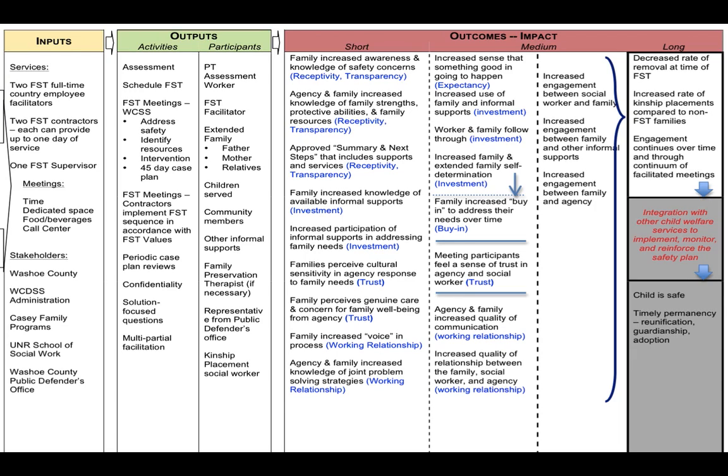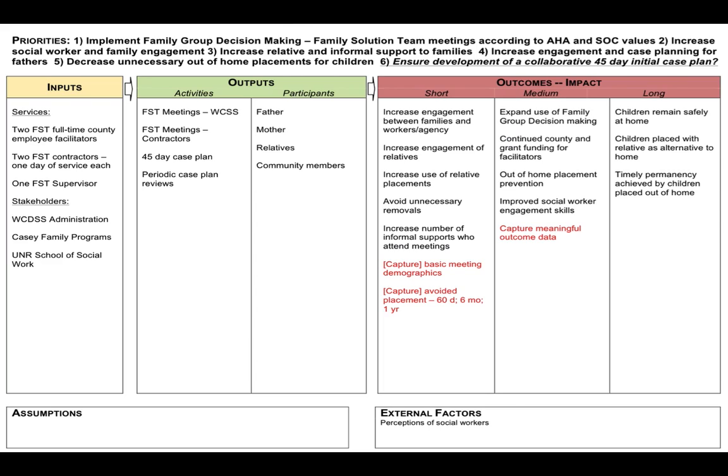The two columns with the green box is the outputs. In this case, it's organized by activities and participants. And so these are all of the things that the program does and with whom. And then finally, the four columns on the right-hand side are the outcomes, and they're organized from short all the way to long-term outcomes. So you can see this has all of that detail in it, including some additional arrows and other items that help organize the material. I would like to point out a few pieces related to this logic model.